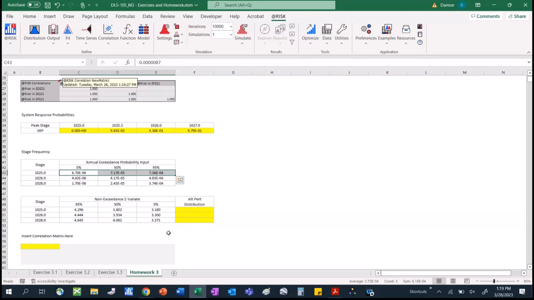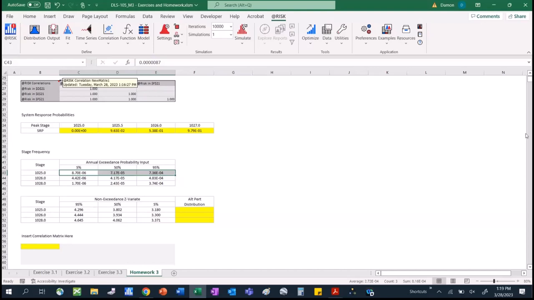We're also going to use those alt distributions, which allow us to specify three specific percentiles, and it fits the distribution through those percentiles, and that way we can be faithful to the stage frequency results that were given to us.